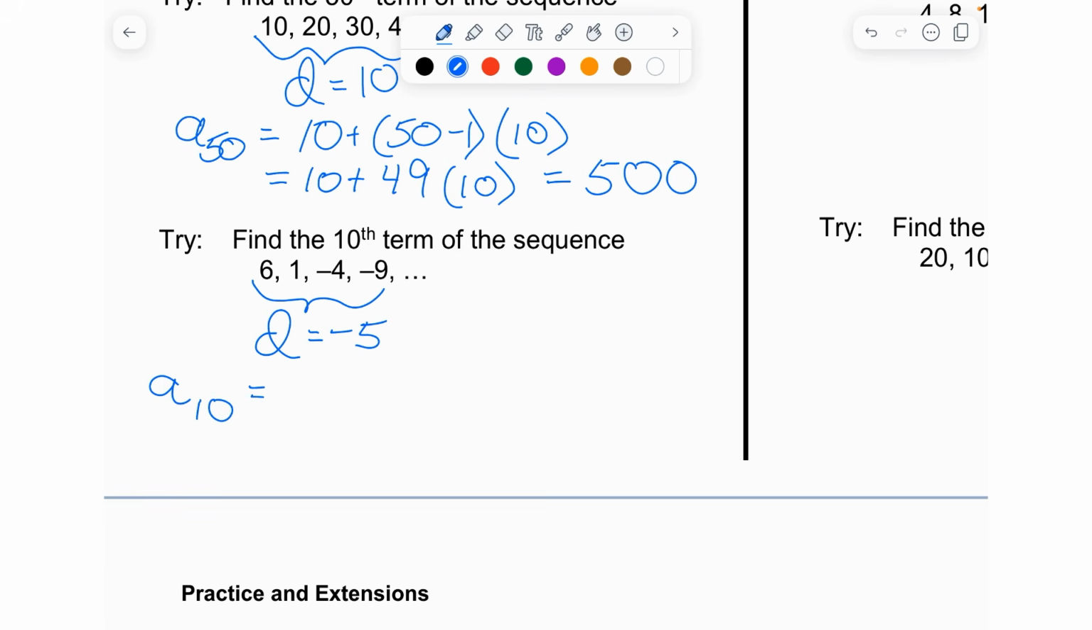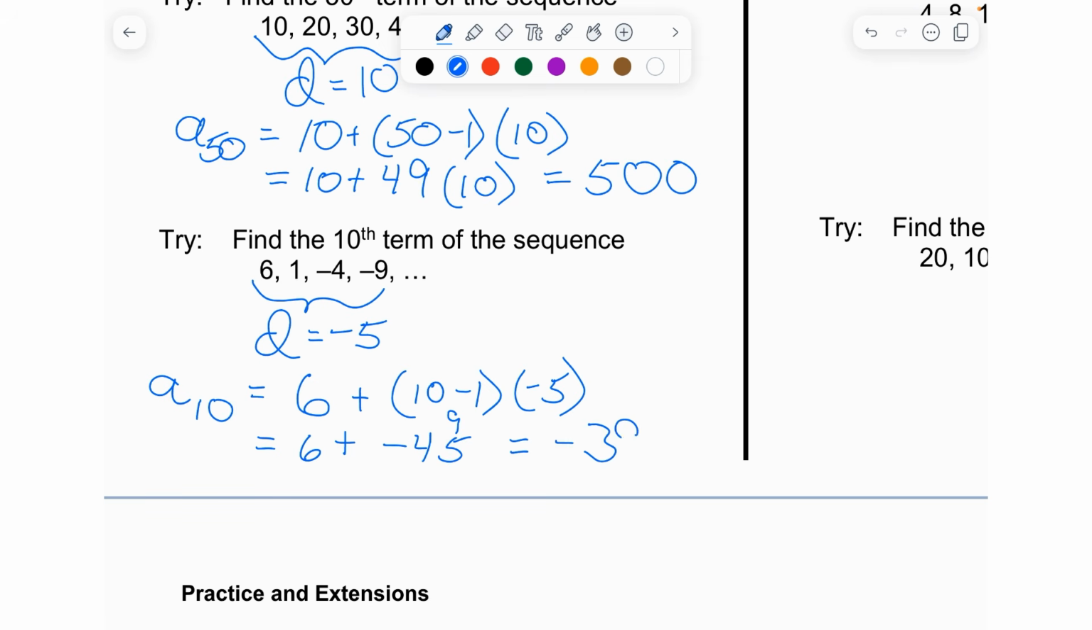You're finding the 10th term, so that's a sub 10. I need my first term. You're trying to find the 10th term. It's always minus 1. And then I'll, of course, very carefully use negative 5. So this is going to come out to be 6 plus 9 times negative 5. 9 times negative 5, of course, is negative 45. But negative 45 plus 6 is negative 39. If you think about it, you're going down by negative 5 each time. So by the time I get out to the 10th term, I'm going to be way down here at negative 39.